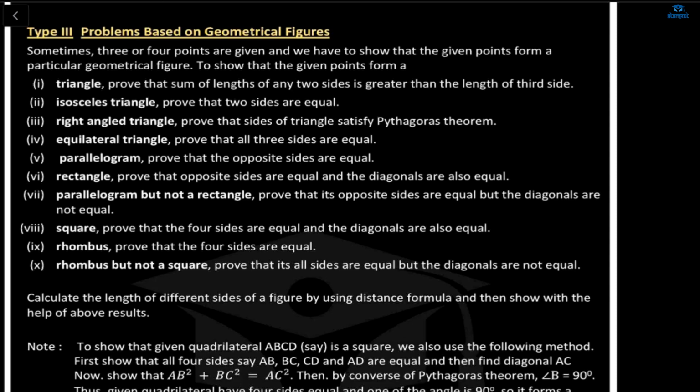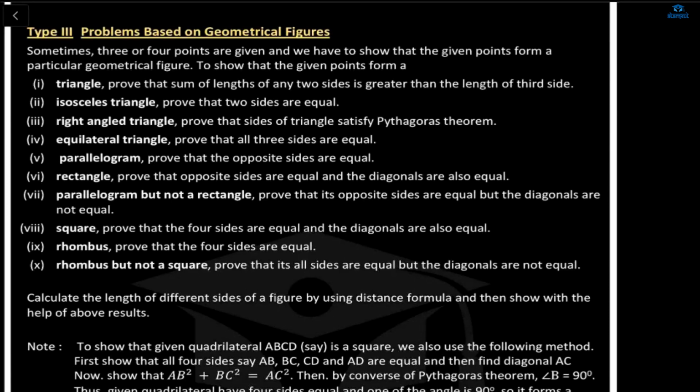Now if you see the 7th point, it is written that you have to show that it is a parallelogram but not a rectangle. How can you show that the figure is a parallelogram but not a rectangle? For that, you have to prove that its opposite sides are equal, but the diagonals are not equal. If the diagonals are not equal, then it will be a parallelogram, and if the diagonals are equal besides the opposite sides being equal, then it will be a rectangle. So you have to remember all these points.